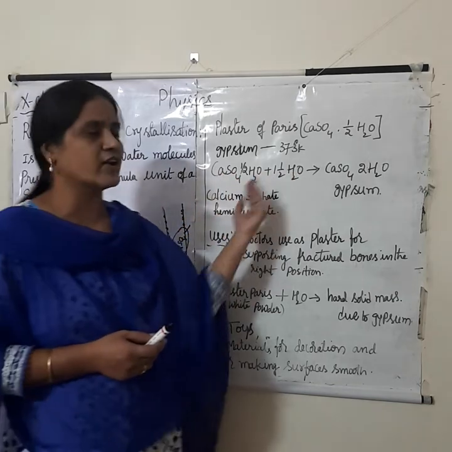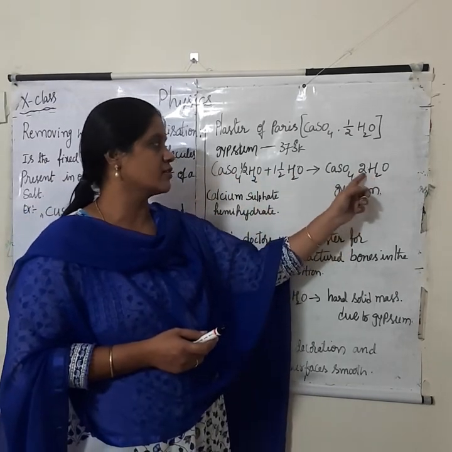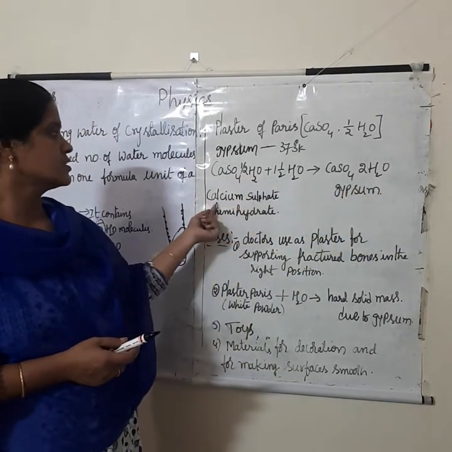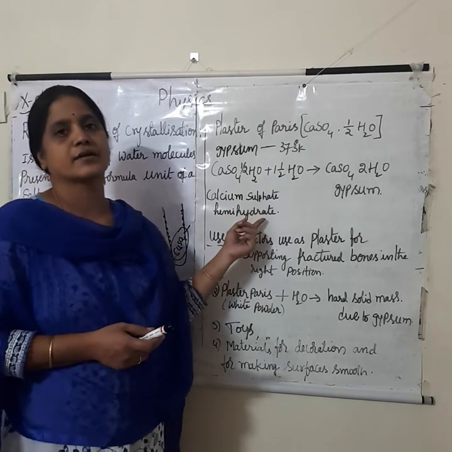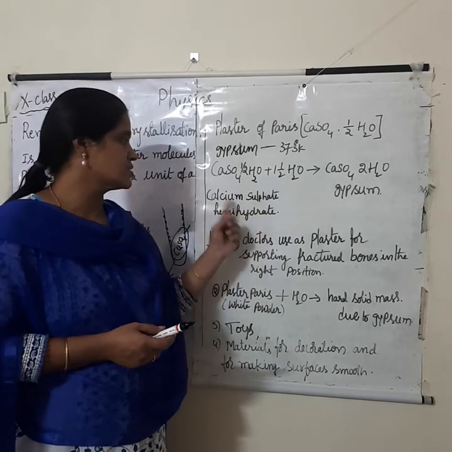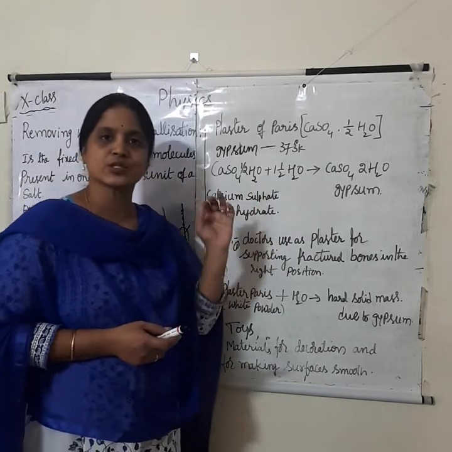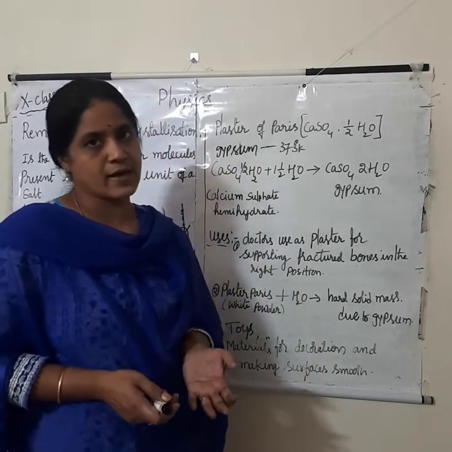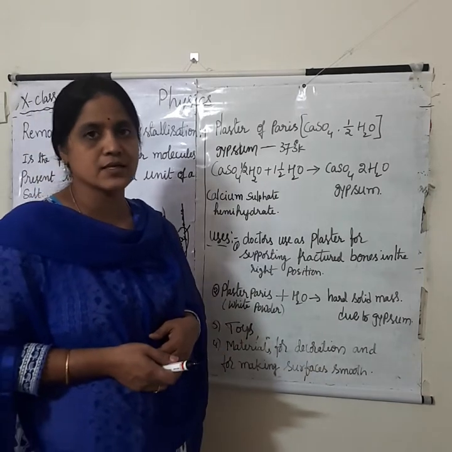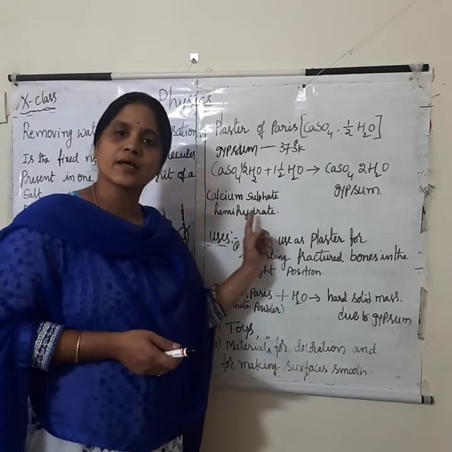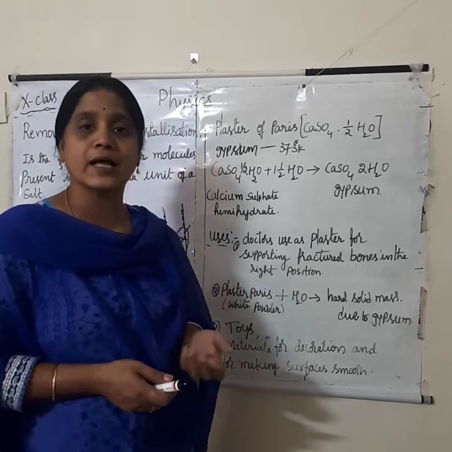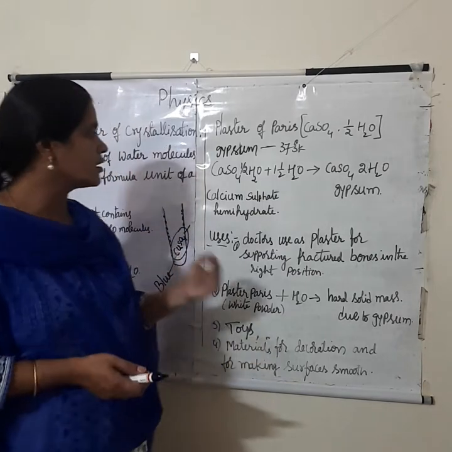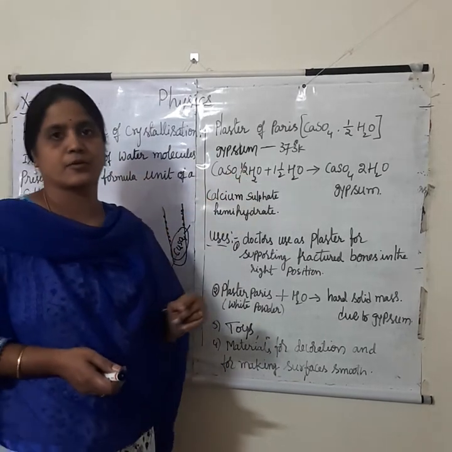Actually this equation is given in reverse. When you take the gypsum and heat it at 373 K, we get this product, calcium sulfate hemihydrate. This is known as plaster of Paris. What is the other name of plaster of Paris? Calcium sulfate hemihydrate. What is the formula of plaster of Paris? CaSO4.½H2O. It contains only half a water molecule.